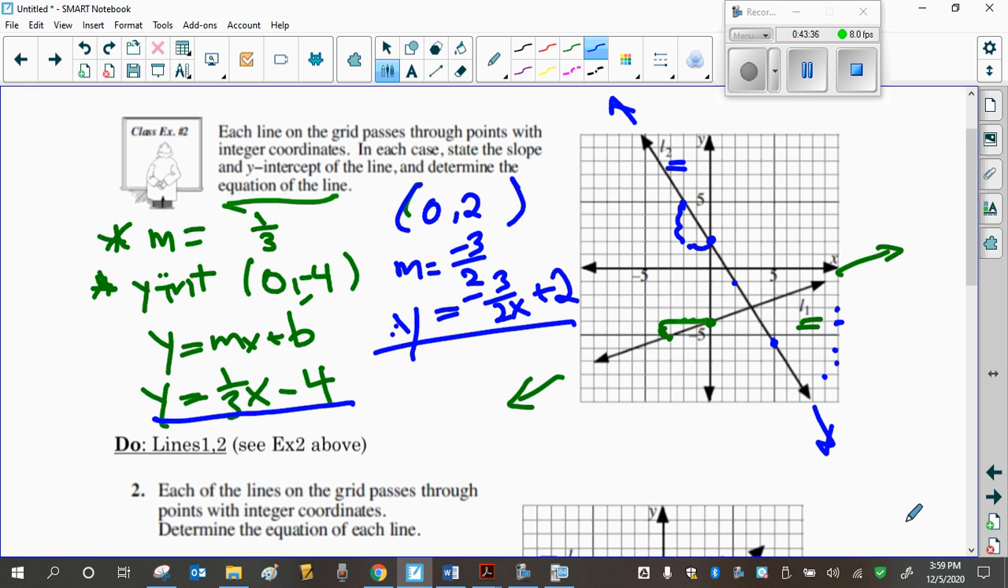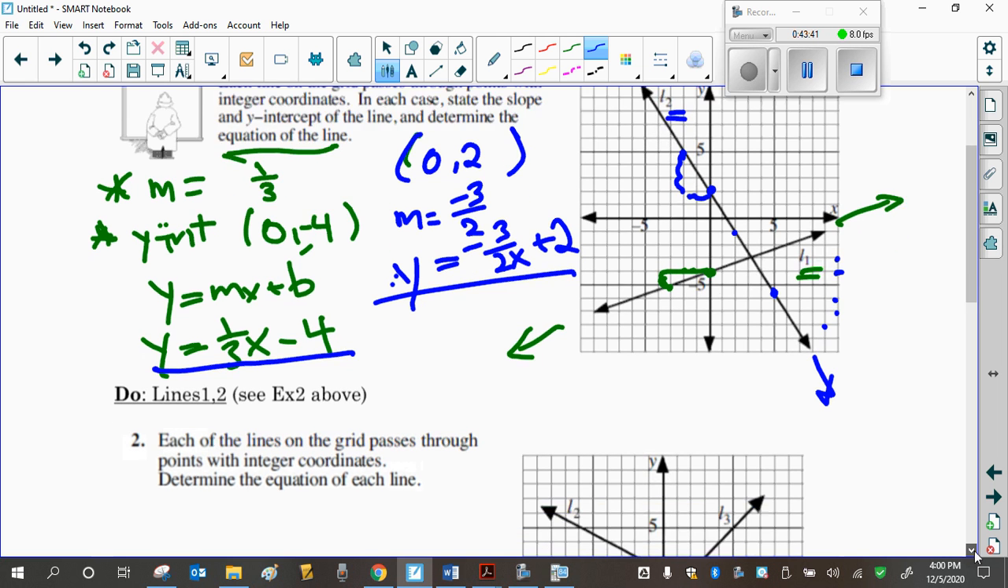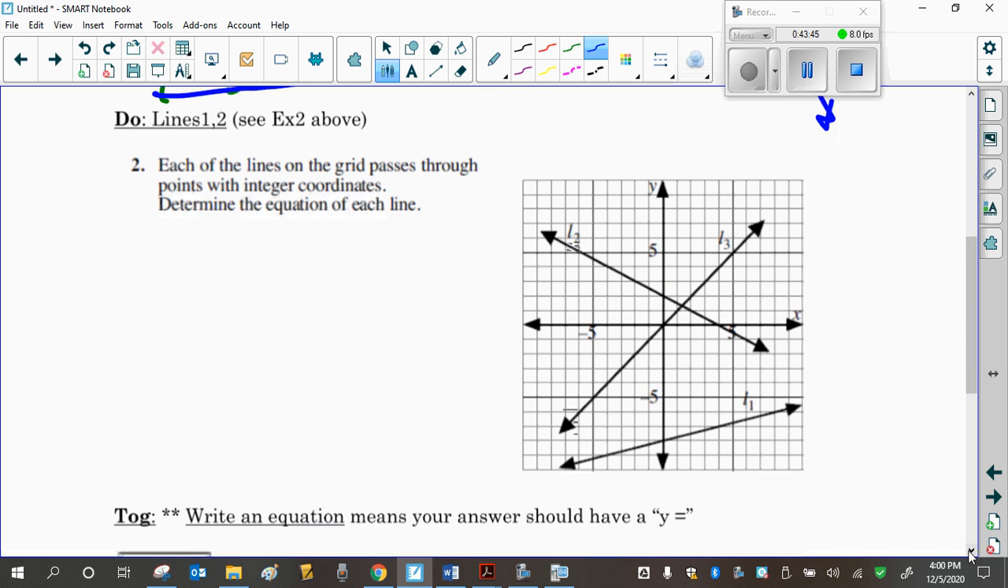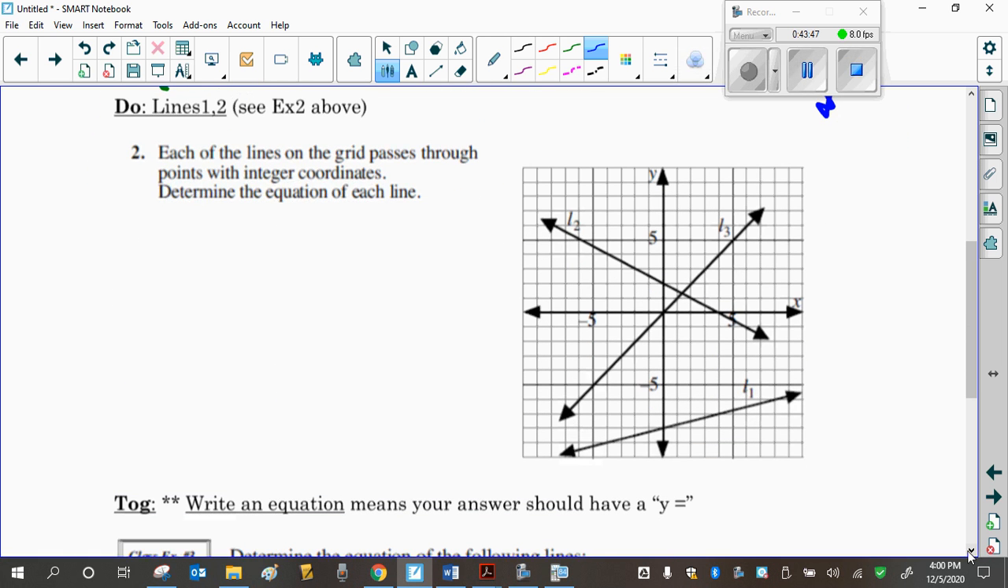Very similar, except they don't walk you through it in the next example. So you have to know you're searching for the y-intercept and the slope when I give you a graph. Okay, you have to know that. I'm not going to say find the y-intercept, find the slope, what's the equation of the line. I'm just going to say find the equation of the line. You have to know that means slope and y-intercept from the graph.